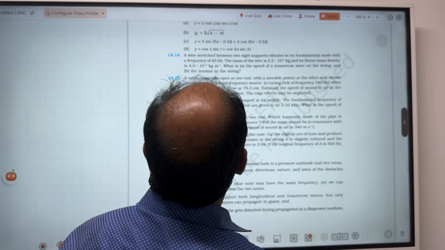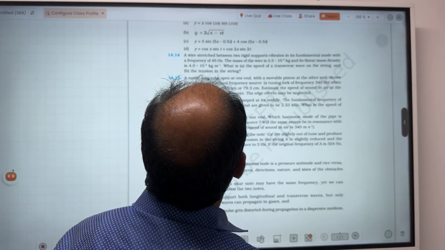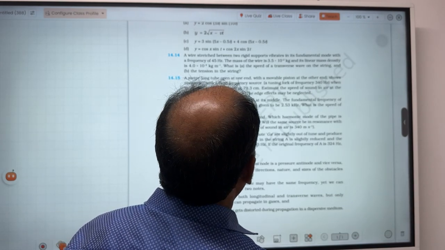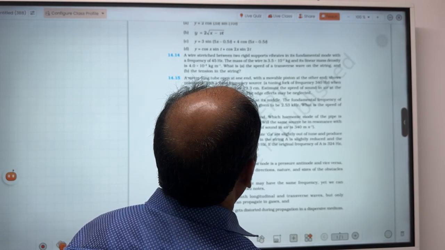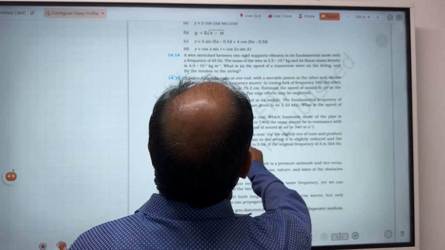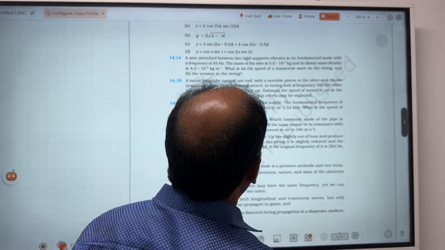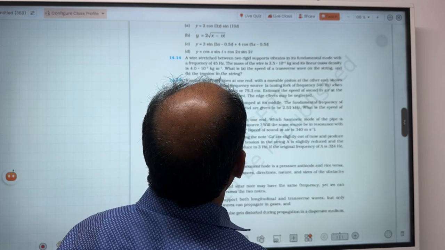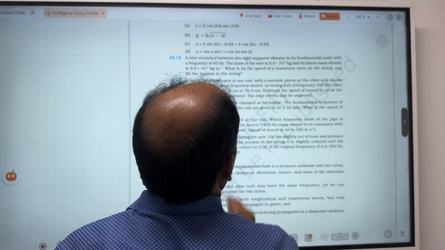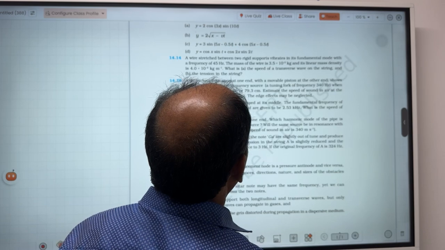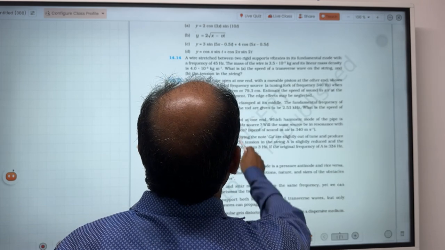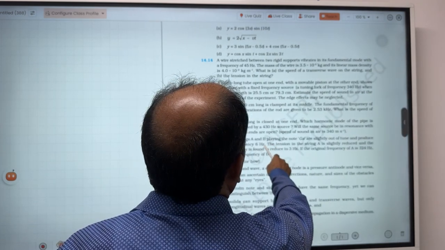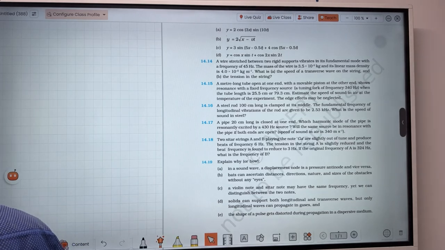Now there is another question. A meter long tube open at one end with a movable piston at the other end shows resonance with a fixed frequency source, a tuning fork of frequency 340 Hz, when the tube length is this much centimeter or this much centimeter. Estimate the speed of sound in air at the temperature of the experiment. The edge effect may be neglected.